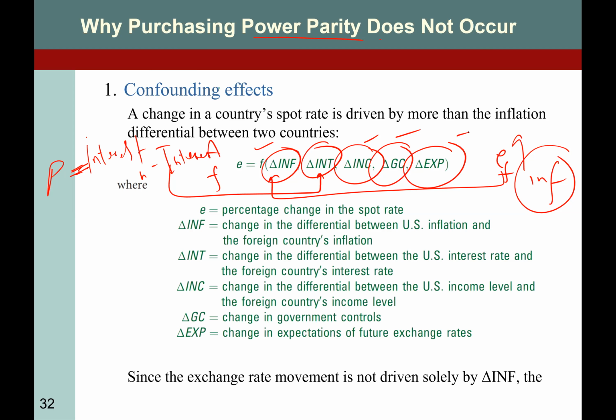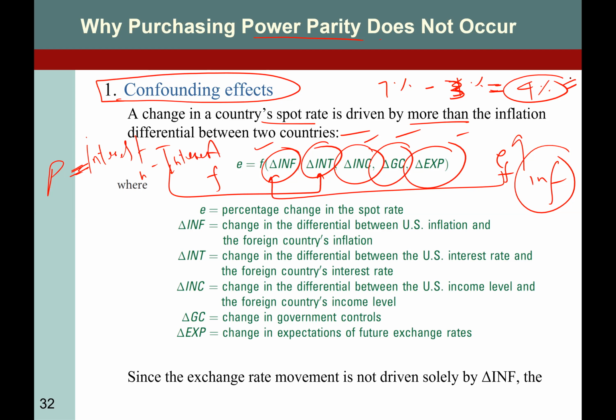We didn't count that. So the confounding effect is that a change in a country's spot rate is driven by more than the inflation differential between two countries. For example, in our last example, the Mexican inflation was 4%, US inflation was 3%. So the Mexican peso should have depreciated by 4%, right? So why is this not close to 4%? Because of other factors. So we call this not equal to purchasing power parity appreciation or depreciation.